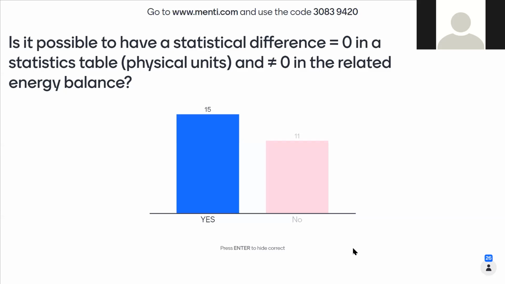The correct answer is yes. So yes, it is possible because of many reasons which we will see in the presentation, and one of them is calorific values. If you don't report proper calorific values, you can end up with a statistical difference in energy units, even though in physical units there was a zero statistical difference.